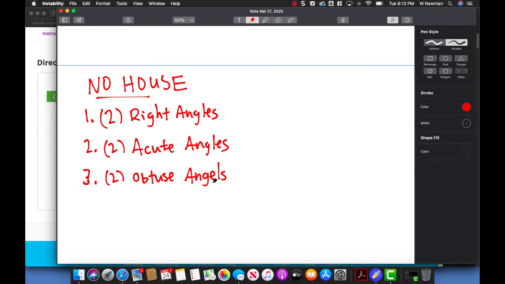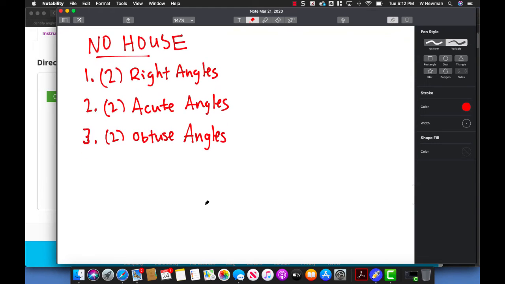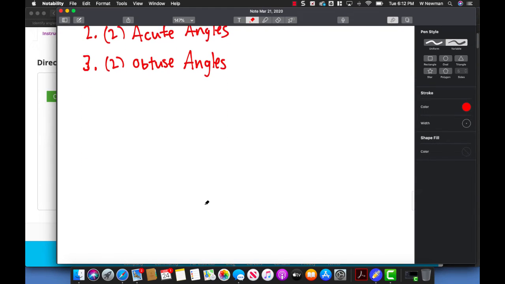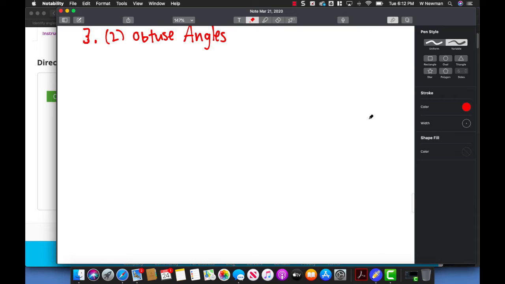Oh, that says angels. Yikes. Not angels. Sorry. Not two obtuse angels. Angles. Sorry. Angles. All right. So I'm going to give you just a little demonstration down at the bottom, and I am going to draw a house.